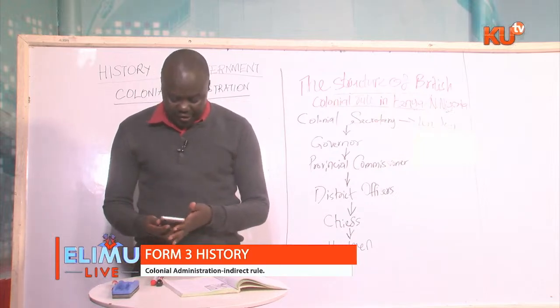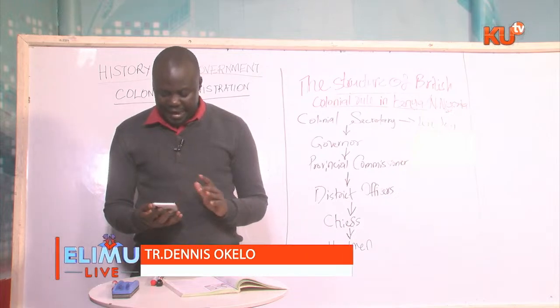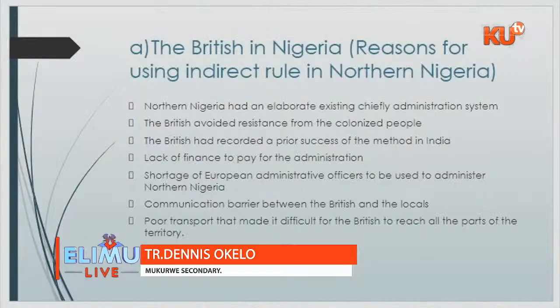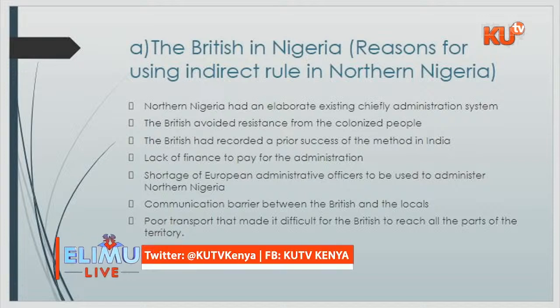Now, let me go to the reasons why the British used indirect rule in northern Nigeria. Number one, northern Nigeria had an elaborate existing chiefly administration system. I can say that before the coming of the British, northern Nigeria was already involved in transatlantic and trans-Saharan trade.